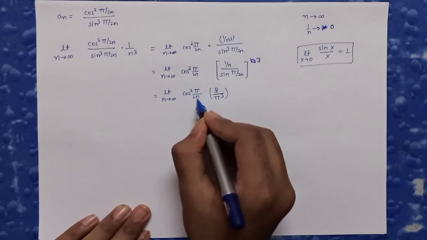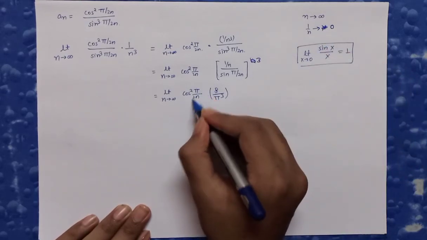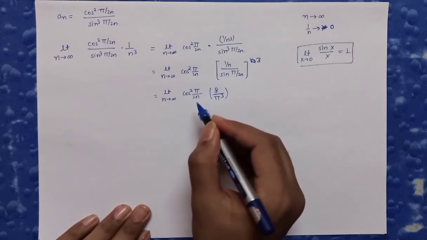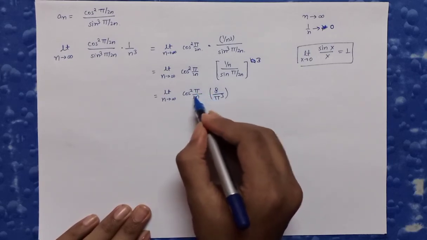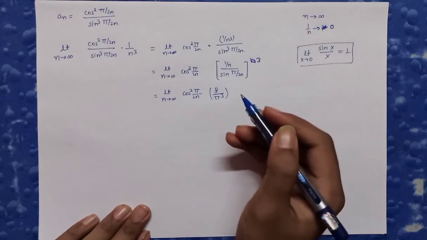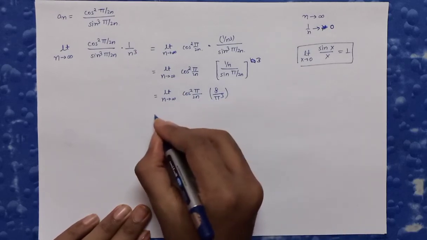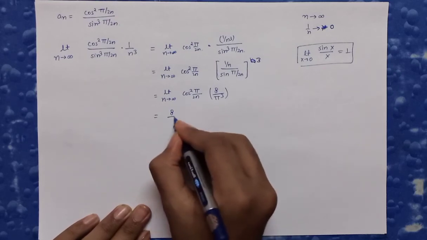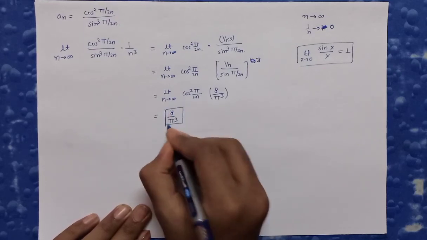And here 1 by n is tending to 0, therefore pi by 2n must also be tending to 0, and cos of a variable tending to 0 is tending to 1. So clearly the limit has been evaluated and the answer is 8 by pi cube.